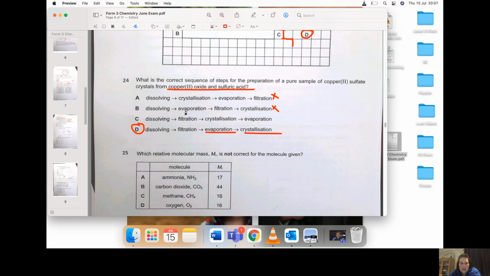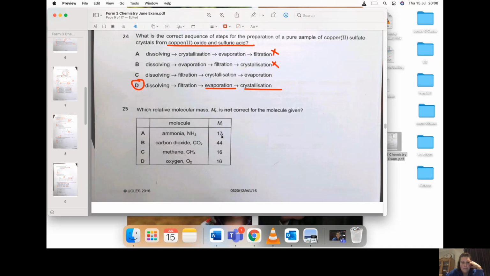Okay? Crystallization comes at the end. You have to filter it first because you have to get that copper 2 oxide out, filter it, evaporate it, crystallize it.